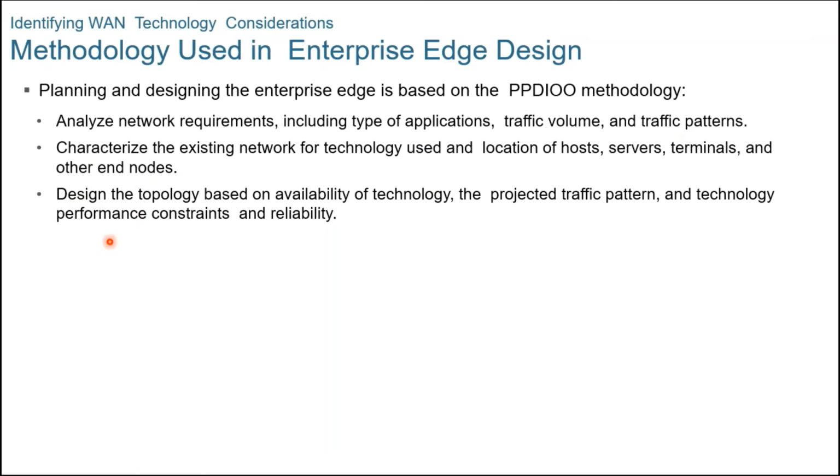Step 3 is designing the network topology and solutions. The final step in the design methodology is to develop the overall network topology and each appropriate service based on the availability of the technology, taking into account the projected traffic patterns, technology performance constraints, and network reliability.